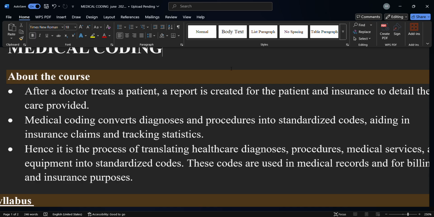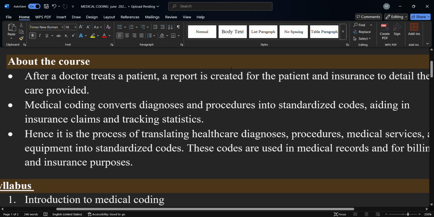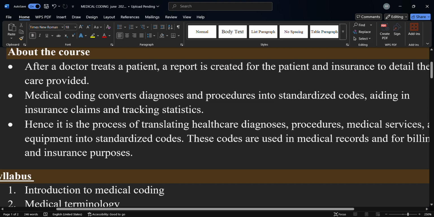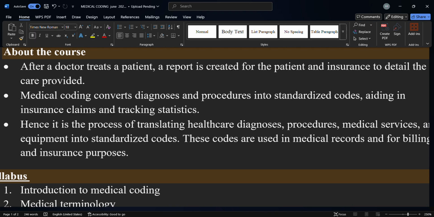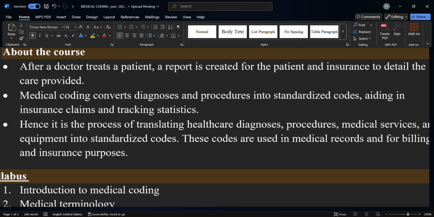After a doctor treats a patient, a report is created for the patient and insurance too, detailing the care provided. Medical coding converts diagnosis and procedure into standardized codes, aiding in insurance claims and tracking statistics. Hence, it is the process of translating healthcare diagnosis, procedures, medical services, and equipment into standardized codes. These codes are used in medical records and for billing and insurance purposes.